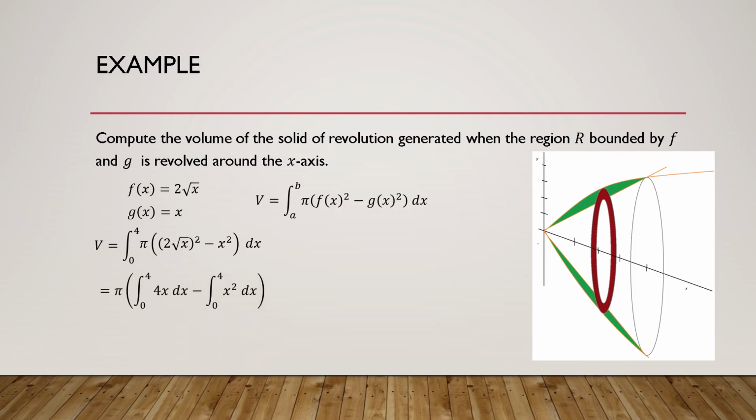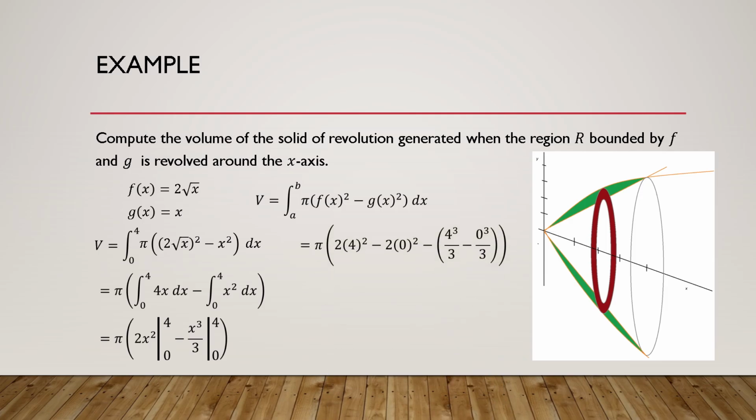Looking at the integral, we can pull pi to the outside and separate what is left into two integrals. Next, we take the integrals, which gives us pi times a quantity of 2x squared evaluated from 0 to 4, minus x cubed over 3 evaluated from 0 to 4. This results in pi times a quantity of 2 times 4 squared minus 2 times 0 squared minus the quantity of 4 cubed over 3 minus 0 cubed over 3.